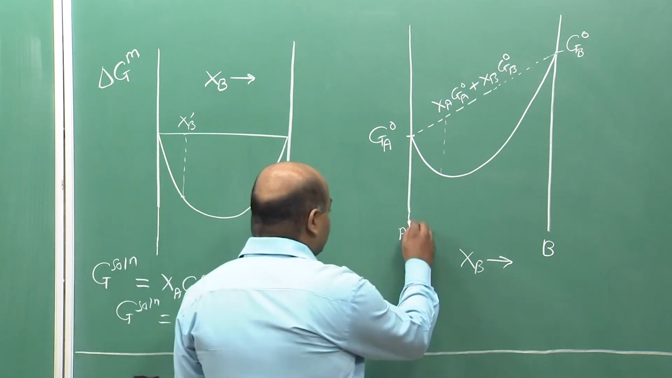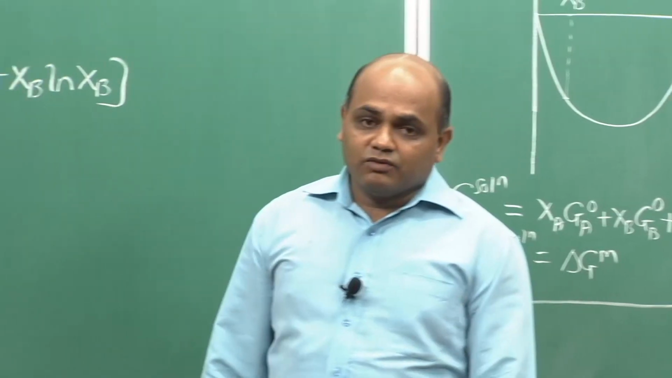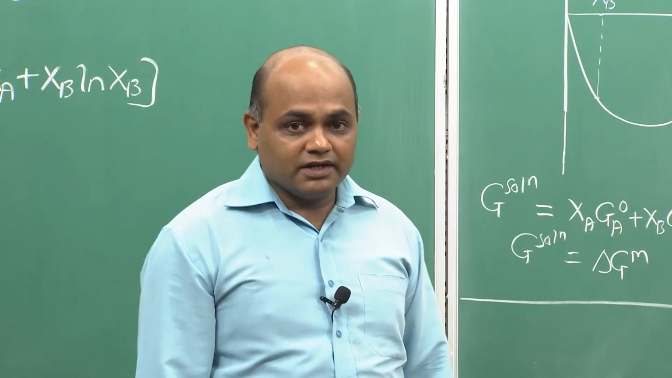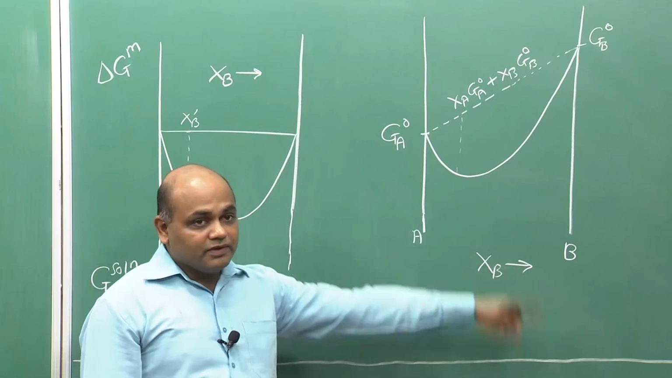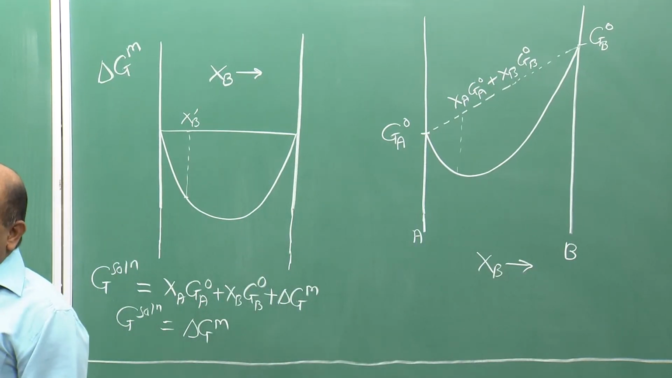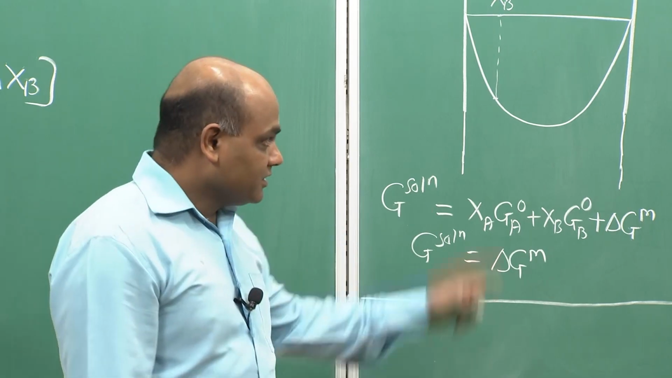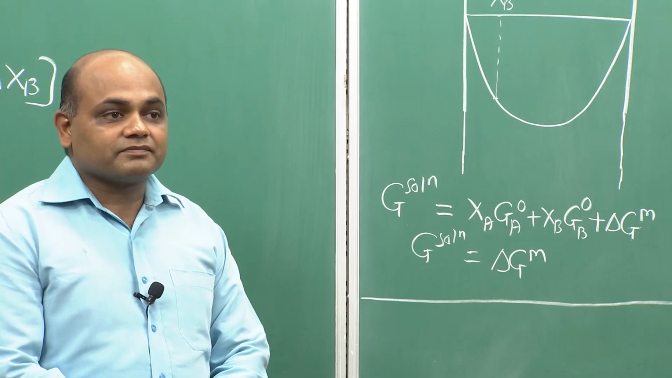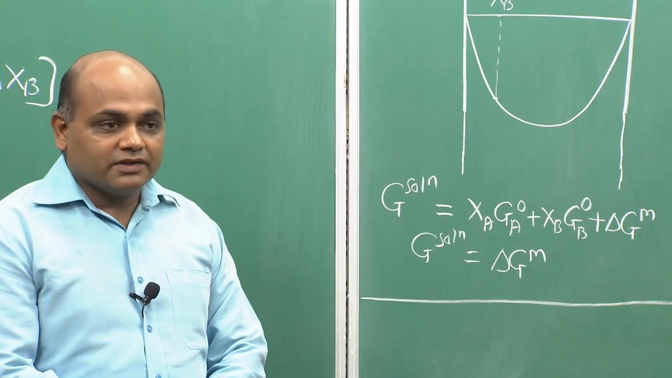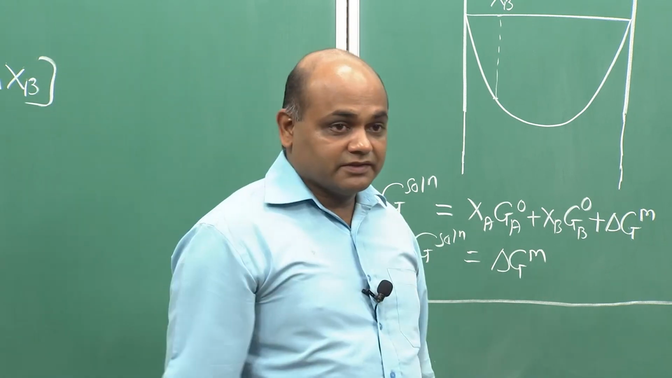So, now once we have established how the Gibbs free energy of solution varies with composition, our next question is, how do we determine the individual chemical potentials from there? Any idea how do we go about it? Right. So, tangential intercept method, right.